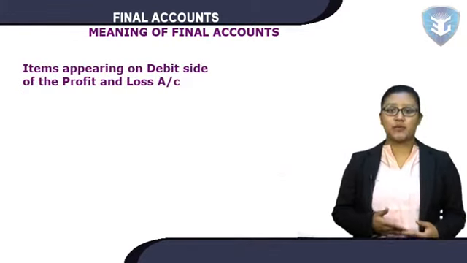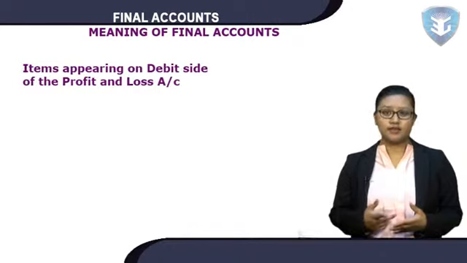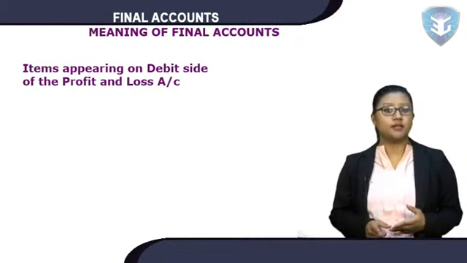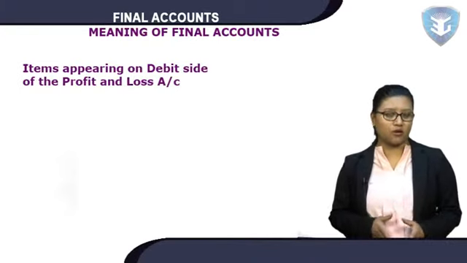Items appearing on the debit side of the profit and loss account. The expenses incurred in a business are divided into two parts: one is direct expenses, which are recorded in the trading account, and another is indirect expenses, which are recorded on the debit side of the profit and loss account.